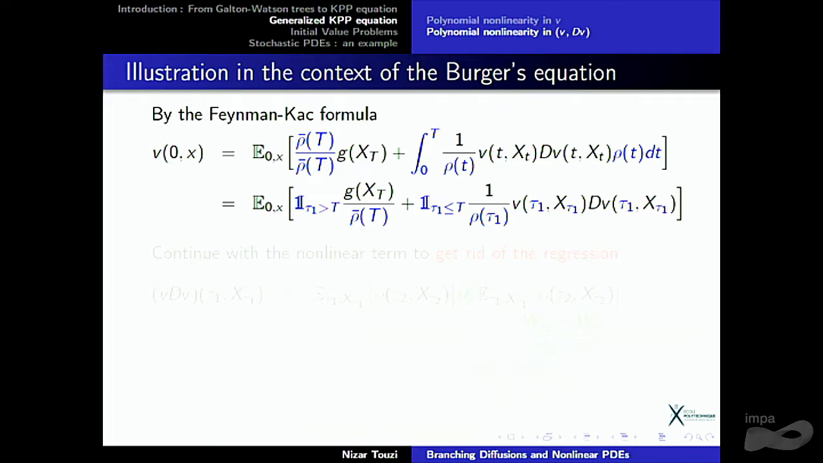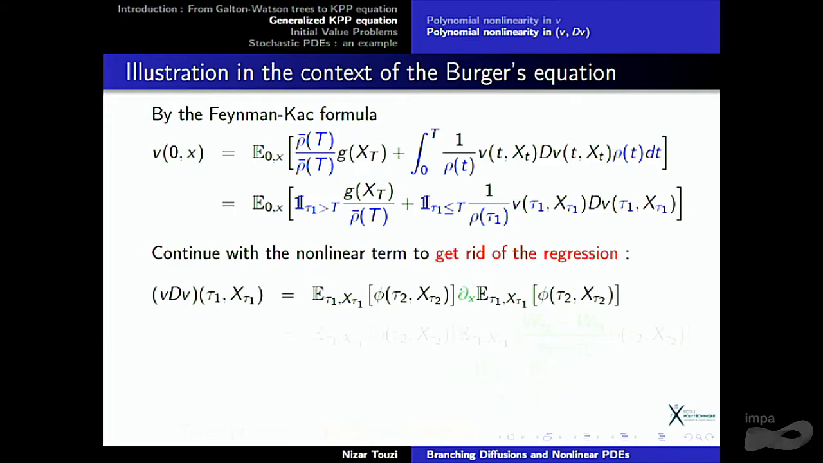let's act exactly as before. Now I have this nonlinearity here, and I want to push this nonlinearity as far as possible. But the problem here is that I don't have v squared, I have v dv. Well, we can handle this by using a trick which came from finance. This was used in finance, in fact, for Monte Carlo computation of the Greeks.